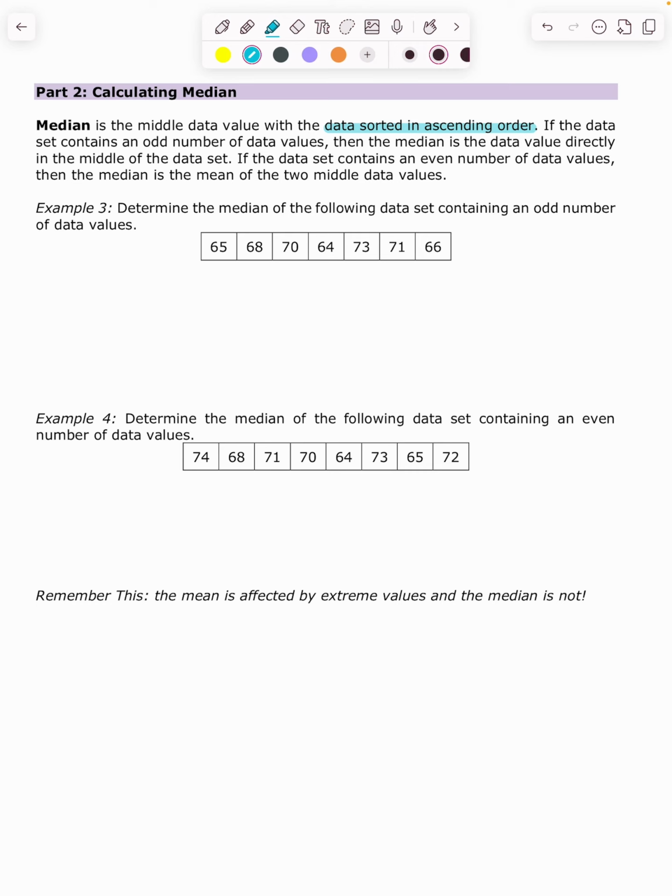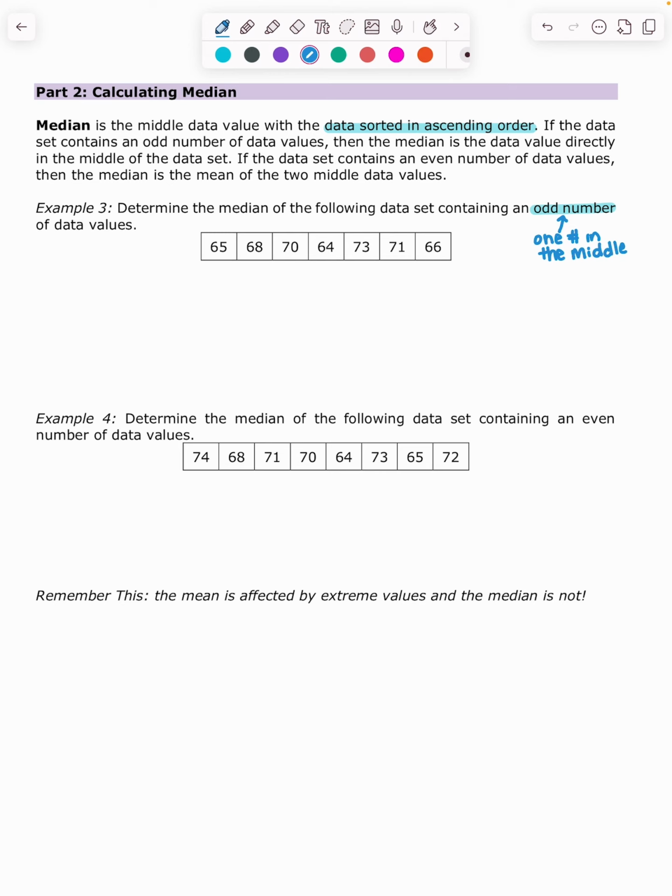So the first one is an odd number of data values. So when we find the median, we should end up with only one number in the middle. Now, there are a lot of different strategies that people have on how to find the median. There is a mathematical way to figure out the location of where the median lies, or there's the old school method of crossing things out until you get to the middle.